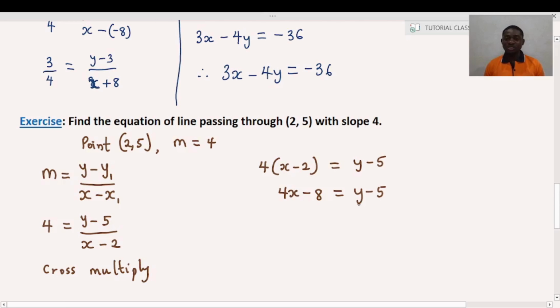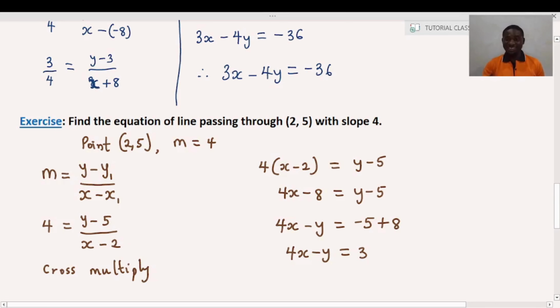What we just need to do is collect the like terms: pick all the terms that have letters to one side and the ones without letters, take them to the other side. So we have 4x. This one is positive y. Taking it to this side, it becomes negative y equals, this is negative 5, it remains at the right hand side. Then negative 8 from the left hand side to the right hand side becomes positive 8. So we have 4x minus y equals, subtracting this, that will give you 3.